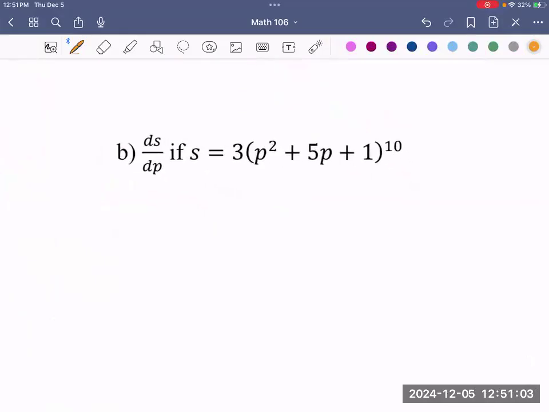Let's try it again. Now, this s up here is just referring to this equals, just like if we had dy dx, it's your variable that you're doing it in terms of, or as a function of. So for here, we are still deriving p with respect to s.